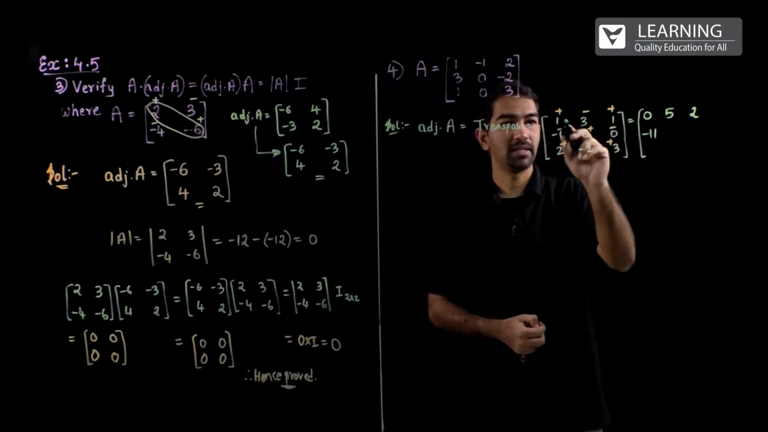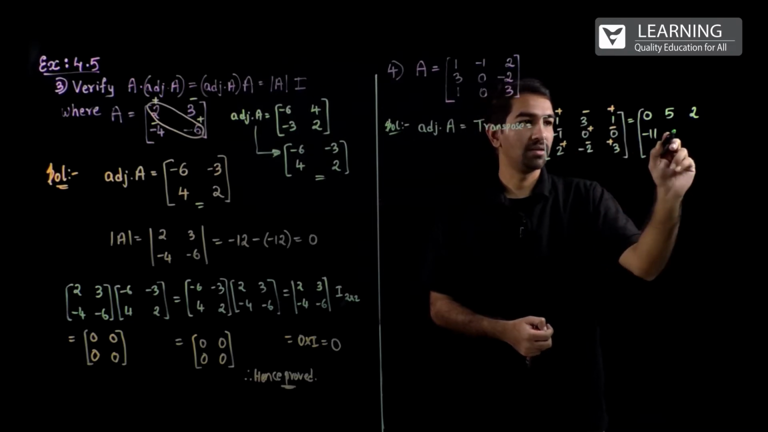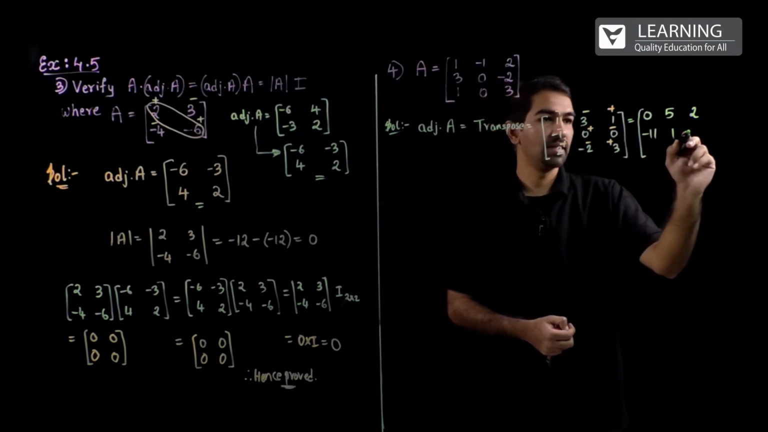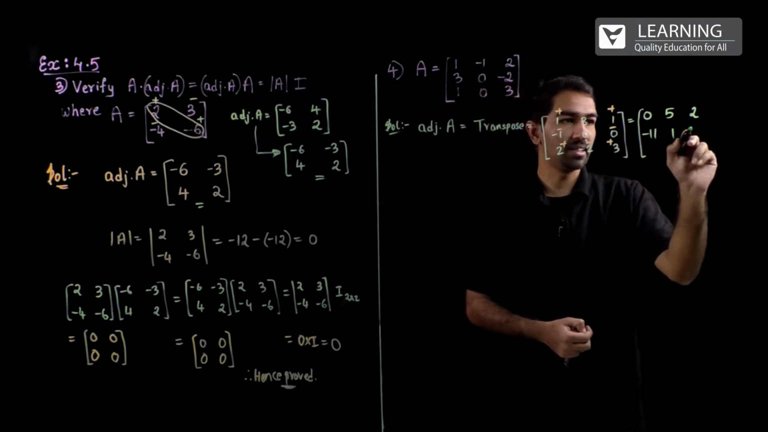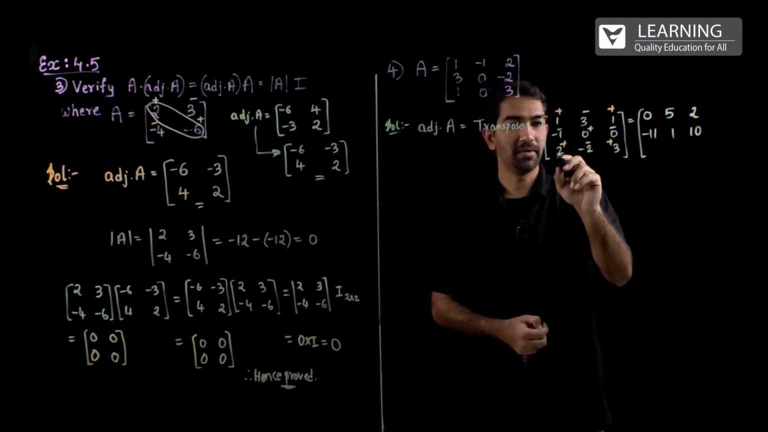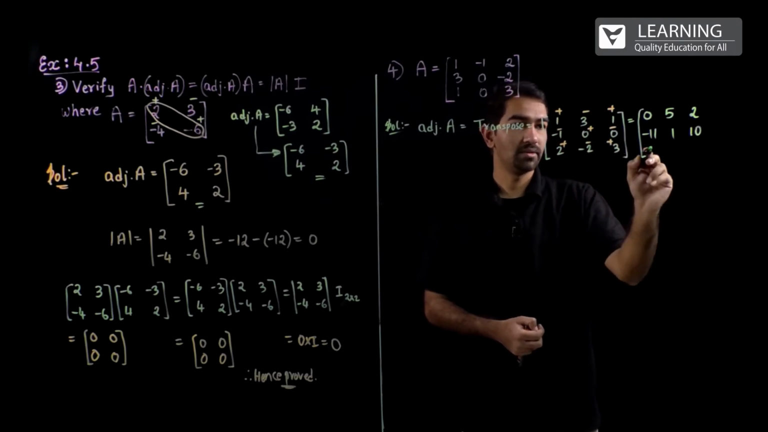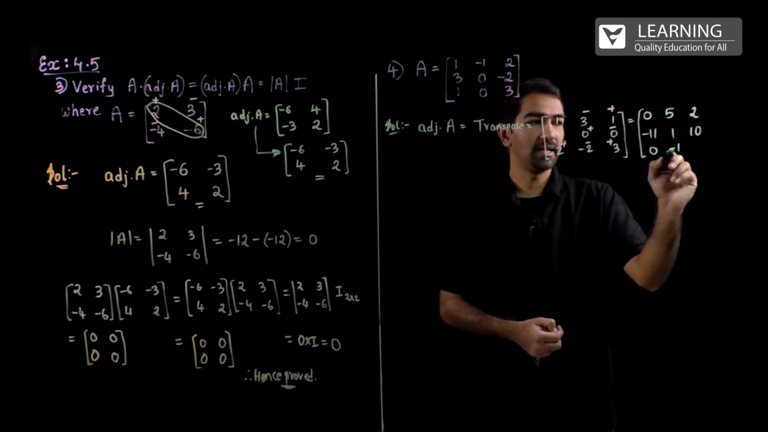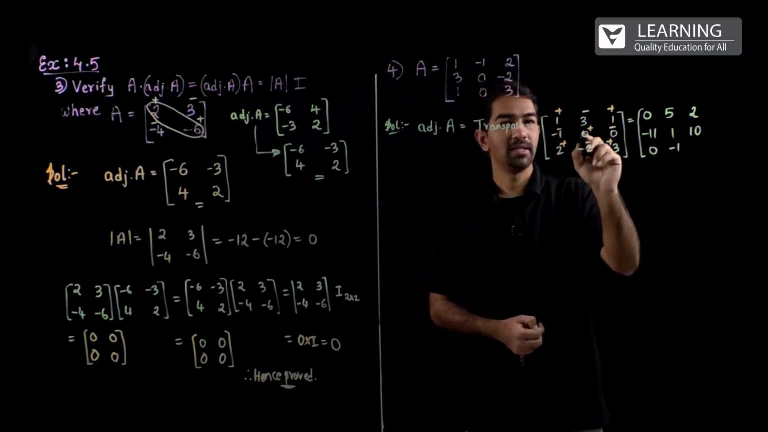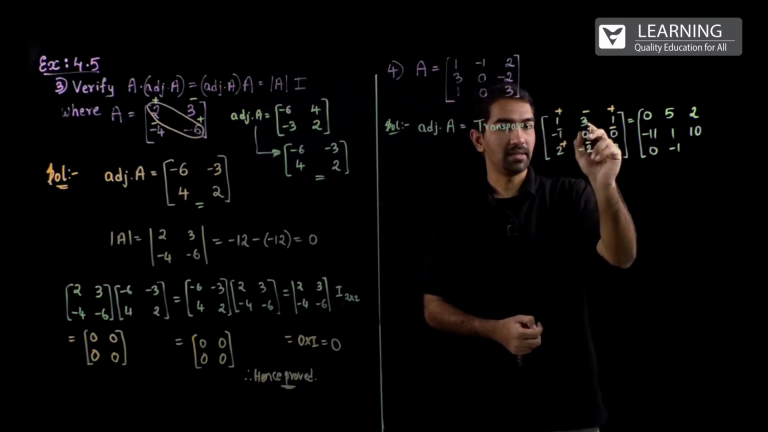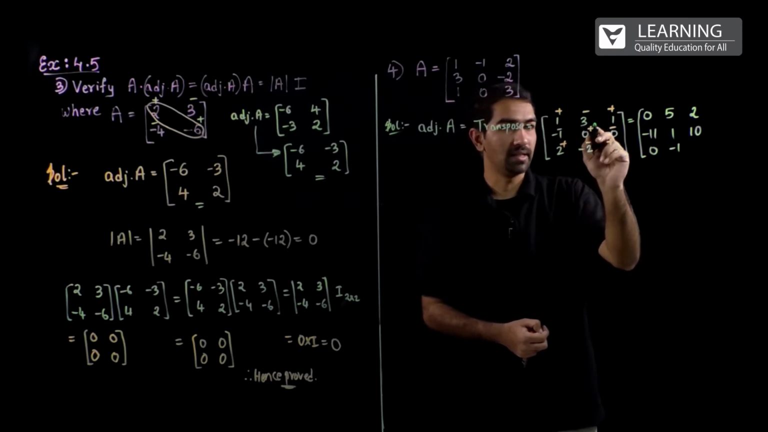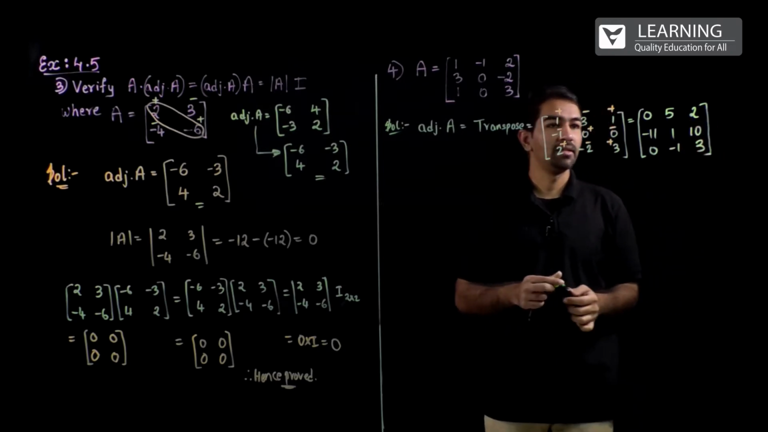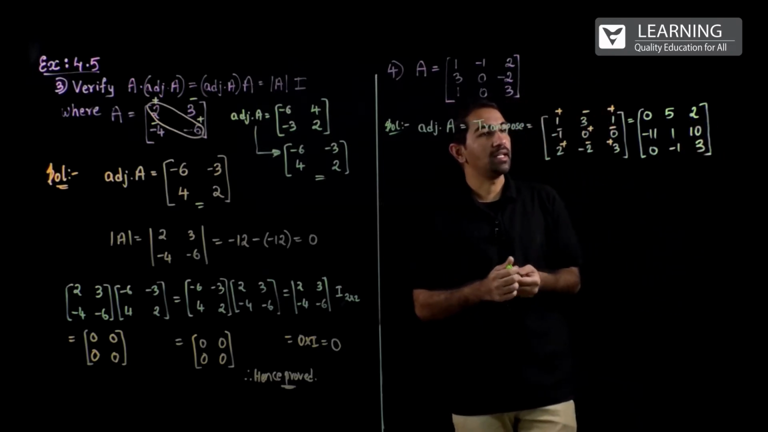So this will give us 3, minus 2, 1, 1 as it is. So this will give us minus 2, minus 6, minus 10, multiplied with this, it will become plus 10. So this will give us 0, this will give us 0 plus 1, so it will become minus 1. So this will give us 0 plus 3, 0 plus 3 is 3, 3 into 3. So this is our adjoint of matrix A.